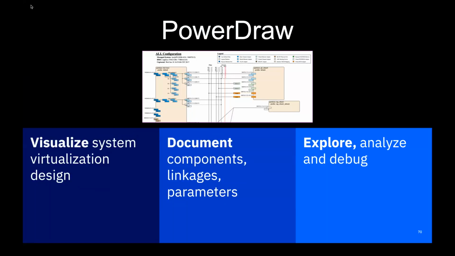HMC version 8 started showing that, but before that we had this PowerDraw, which is scriptable, customizable, and you can automate this. You can visualize system virtualization design, document components as frequently as you want, with linkages and parameters for different configuration items. And even go beyond that, it is a dynamic HTML file where you can mouse over individual objects to see the details of configuration items. You can explore and analyze and debug if you have any issues.